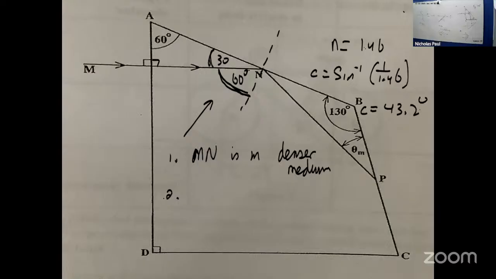Imagine this versus one, and you just think once. Now, number one, it's in the denser medium. Number two, the angle of incidence is bigger than the critical angle. Everybody okay with that? Clear? Follow why, right? So total internal reflection happens because of those two things.